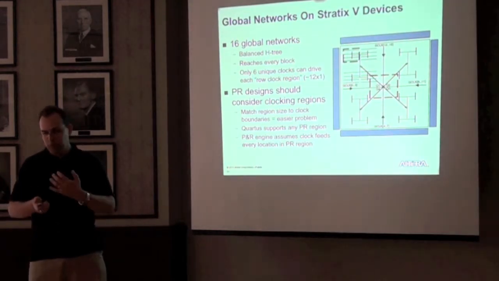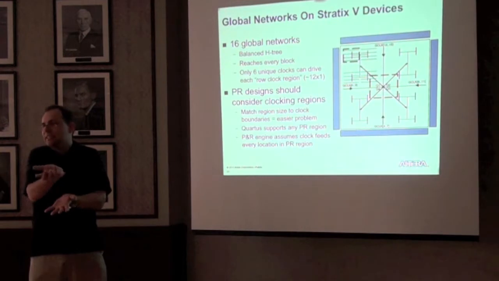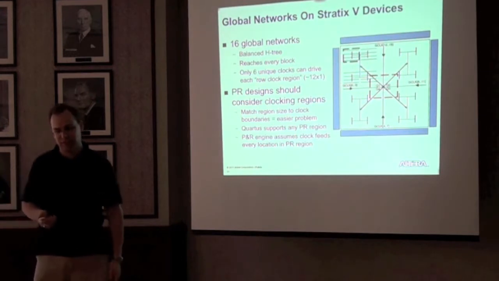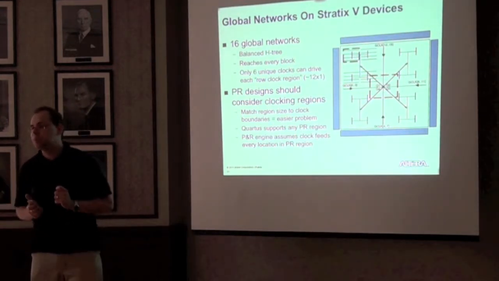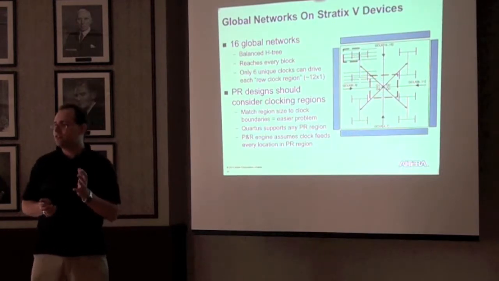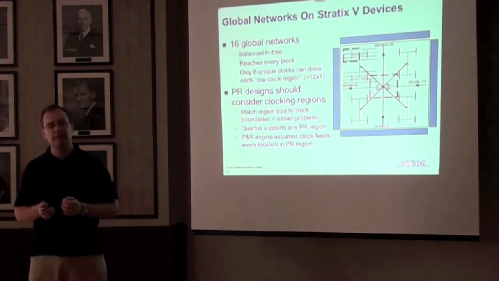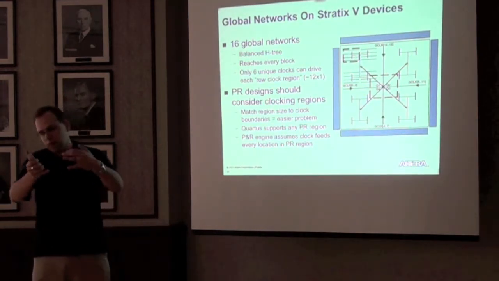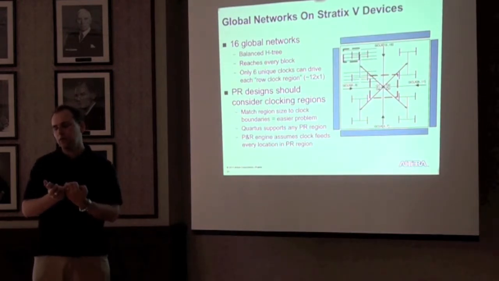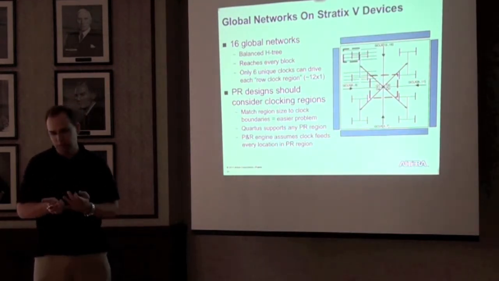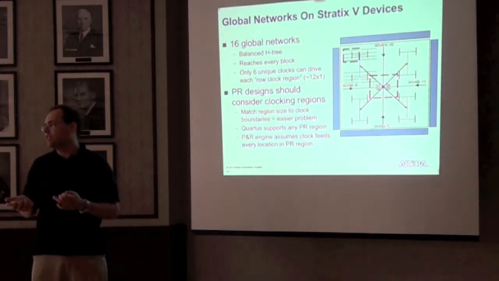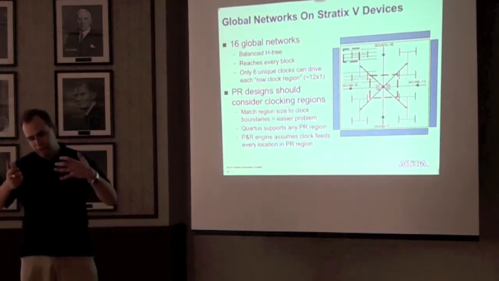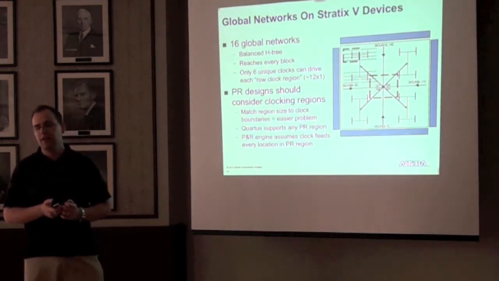Normally, if a region has an intense desire for clocks, we just make sure that we don't put logic there. It's just a placement constraint. However, this impacts PR in a much more subtle way, to the point that all PR designs and PR designers should consider clocking regions. Basically, if you match the region size to some quantization of these clock region boundaries, you have a much easier problem. However, Quartus supports any PR region. It just reduces the amount of routing flexibility you have for the global networks, and this is described on the next slide.